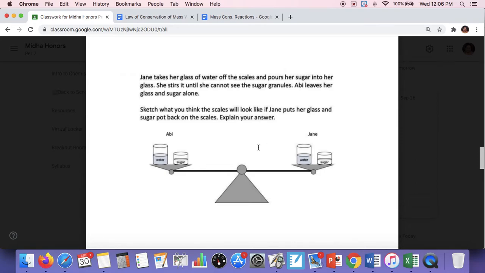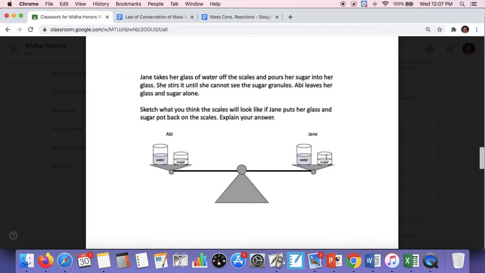Explain your answer. So what they are trying to ask is, after Jane mixes the water and sugar until all the sugar is gone, she puts both of them back, the empty sugar container and the water with sugar in it. Will the scale be the same as Abby's? Abby did not do anything new. So although the two things are mixed, the mass before and after will be the same. It's a physical change because you're dissolving everything. So in a physical change also, the mass will be the same as Abby's.